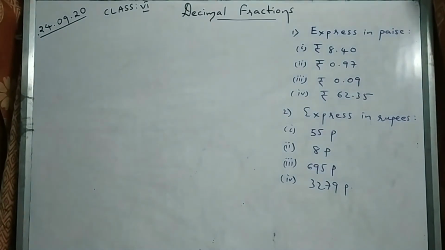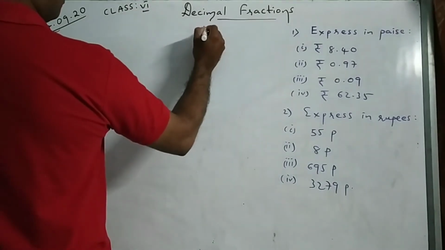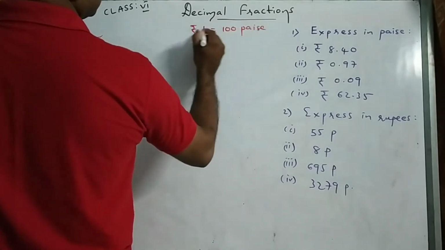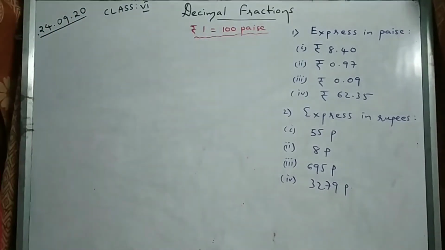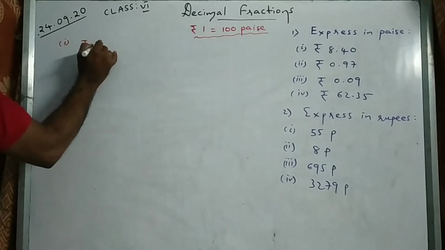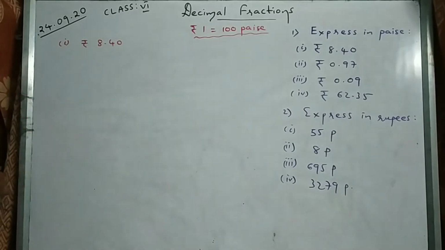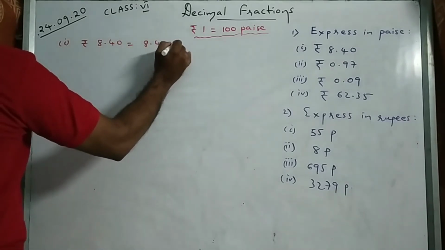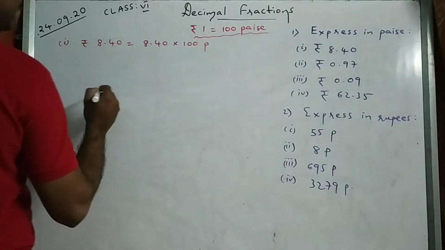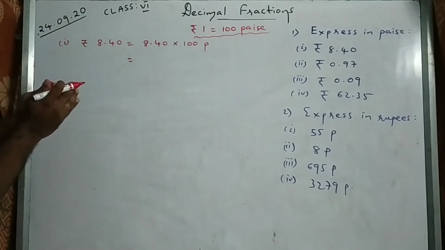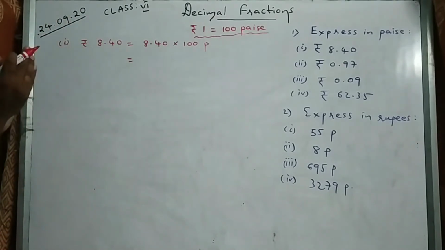First one, we know that 1 rupee means how many pies? 100 pies. You know this? So first one, rupees 8.40. This we must change into pies. 8.40 into 100 pies I can change. Means here we have 2 zeros. Simple here. To change rupees into pies, multiply with 100, finish.